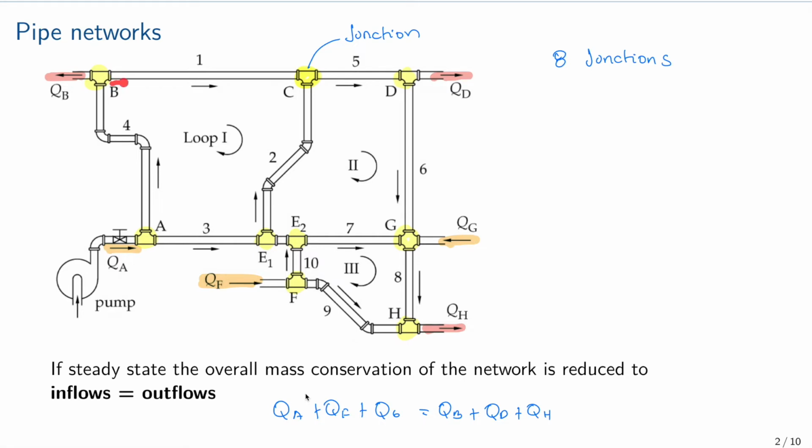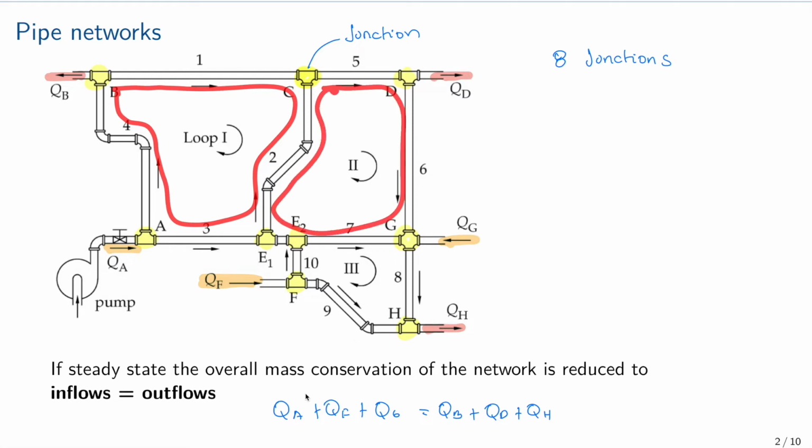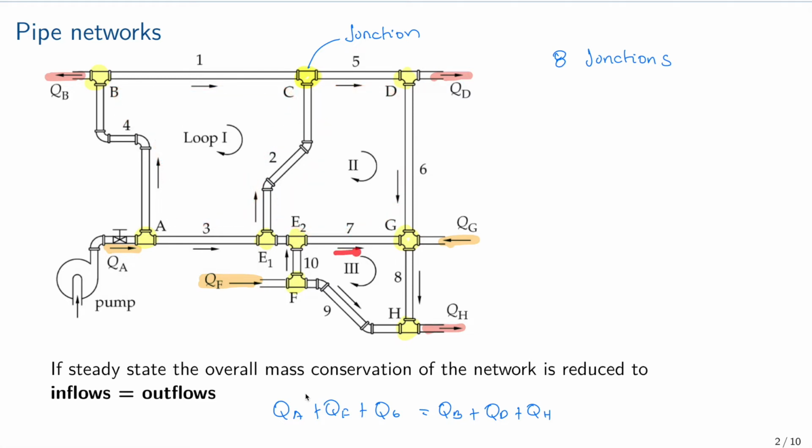And also we can recognize some loops. So the loops are closed circuits that we can have in a network. So this is considered a loop. So flow coming from B and going back to B. And this is a second loop, and this is a third loop.